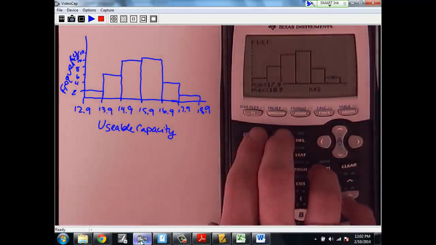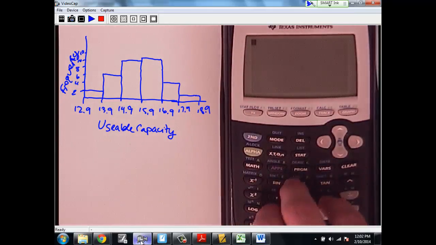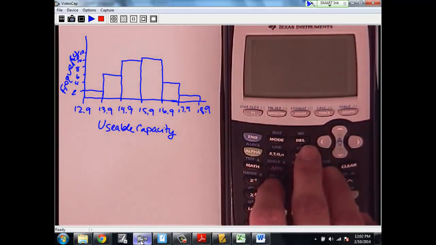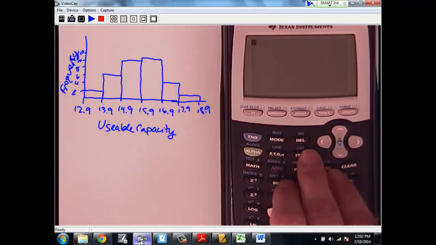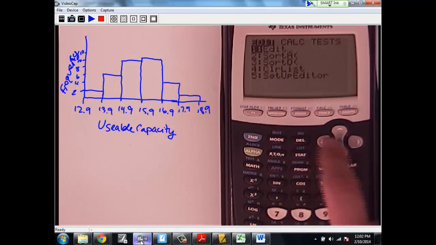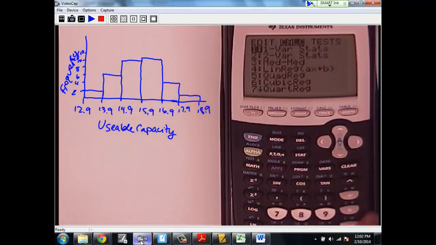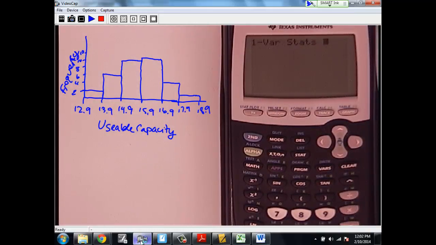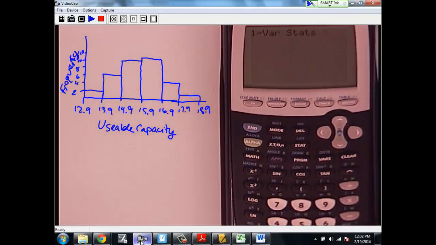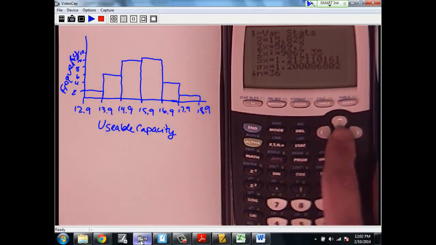If we quit, go second mode, second quit. Remember where we get that list of like 15 numbers? It's been a while. If you push stat, calculate, one variable statistics, and you can type in list 1. If you had multiple lists in there, but we only have one list. Push enter again. It pulls up all this information.